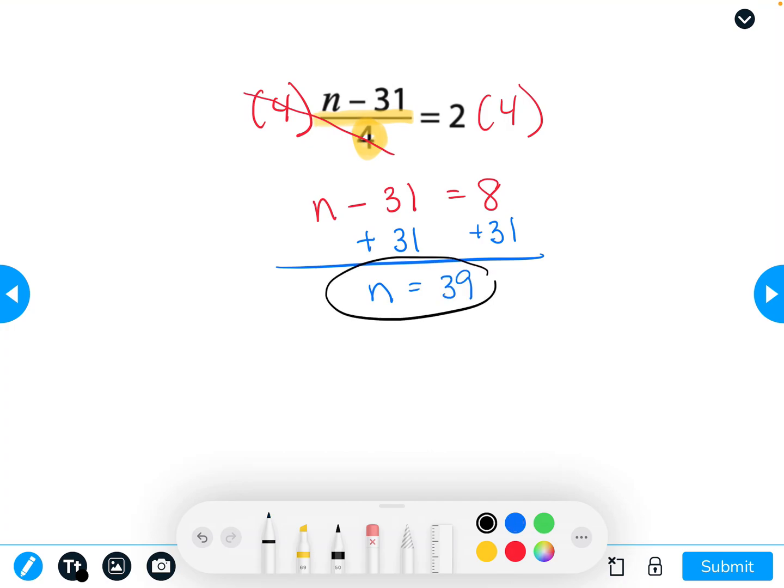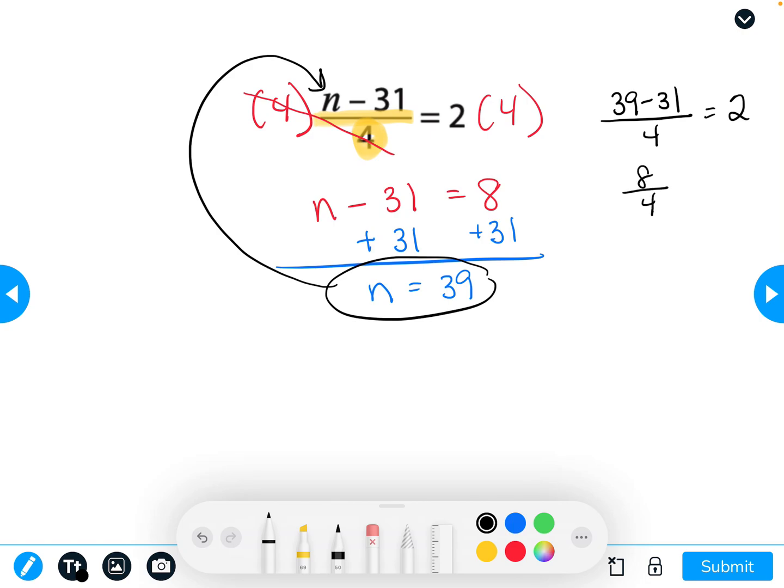To check it, my substitution check, I'm going to put a 39 in for n. So 39 minus 31 divided by 4, is that going to give me 2? Well, 39 minus 31 is 8. So now I have 8 over 4. 8 over 4 is division, that would be 2. So 2 equals 2, my equation has balance, so check, it is correct.